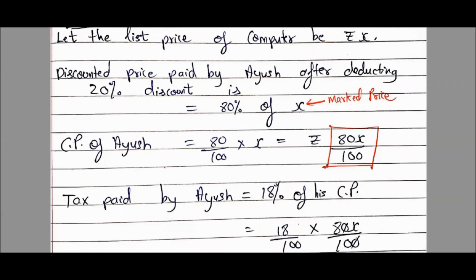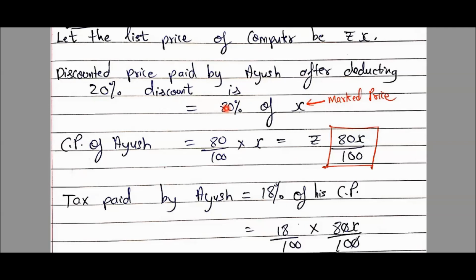The first line: let the list price of the computer be rupees X. Okay, now I'll be moving just with respect to that flow chart. Mark price is found. We have considered the list price as X. Now we will deduct the discount. Okay, so see this, the discounted price paid by Ayush after deducting 20% discount is how much? See, 20% discount is given, meaning he does not have to pay 20% out of 100, so how much does he pay? 100 minus 20. So you will get 80%, which you need to pay.